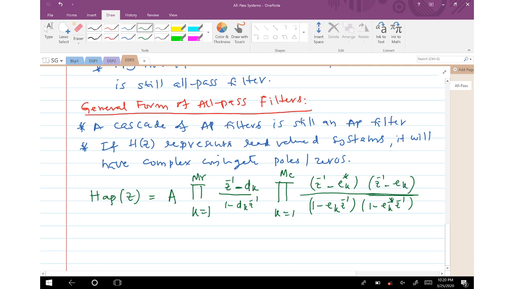This is the general form of all pass filters. Okay, yeah, that's the key concepts that are related to the all pass system.